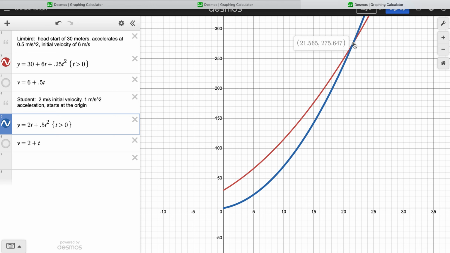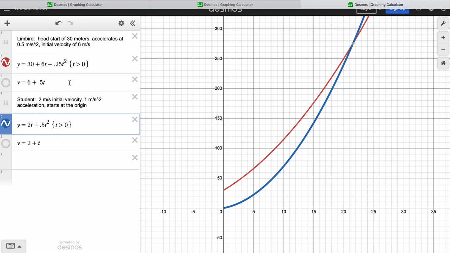At 21.565 seconds, we're going to be at the same location. We're going to be 275 meters away from the origin. Again, I got a 30 meter head start, so I didn't actually run 275, but we are located at 275 meters at 21.565 seconds. Okay? So that's certainly something we could ask. I could ask how fast people are going.